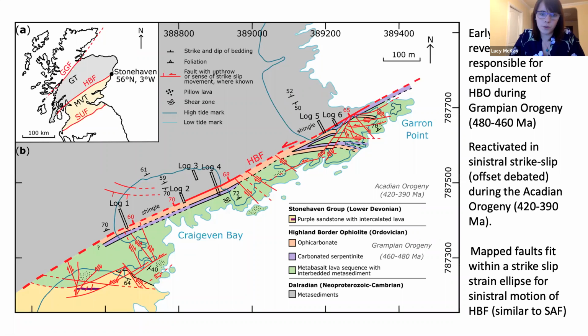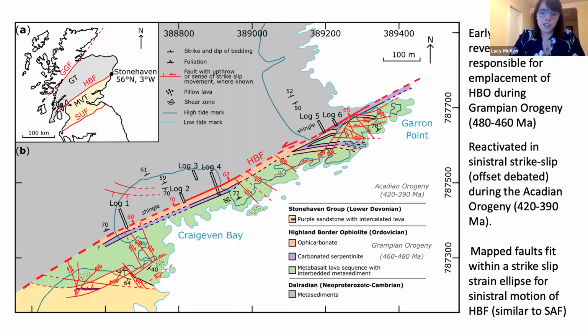To the north of the fault, shown in grey on my map, we have the Dalradian, and south we have intermittent exposures of the Highland Border ophiolite. So the Highland Boundary Fault is thought to have been active during 2 events of the Caledonian orogeny: the early Ordovician Grampian orogeny, about 480 million years ago, and the Acadian orogeny, about 420 million years ago.